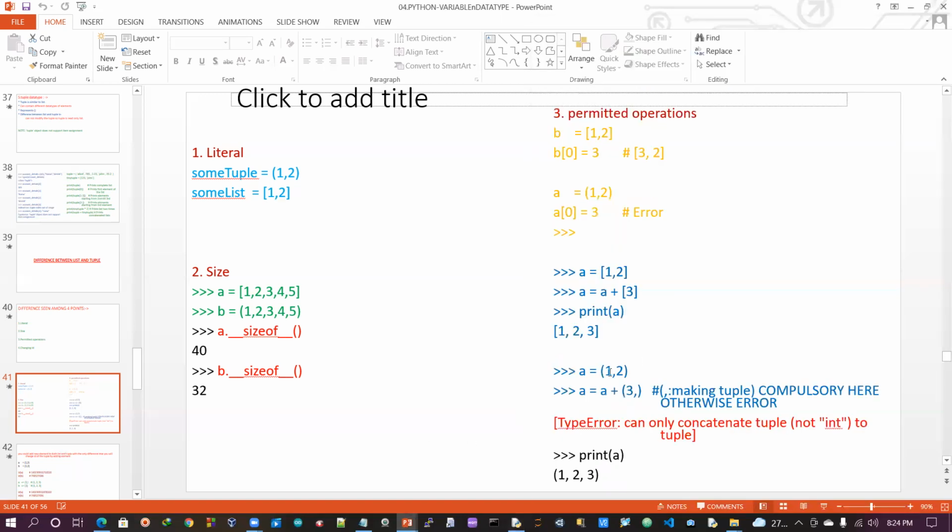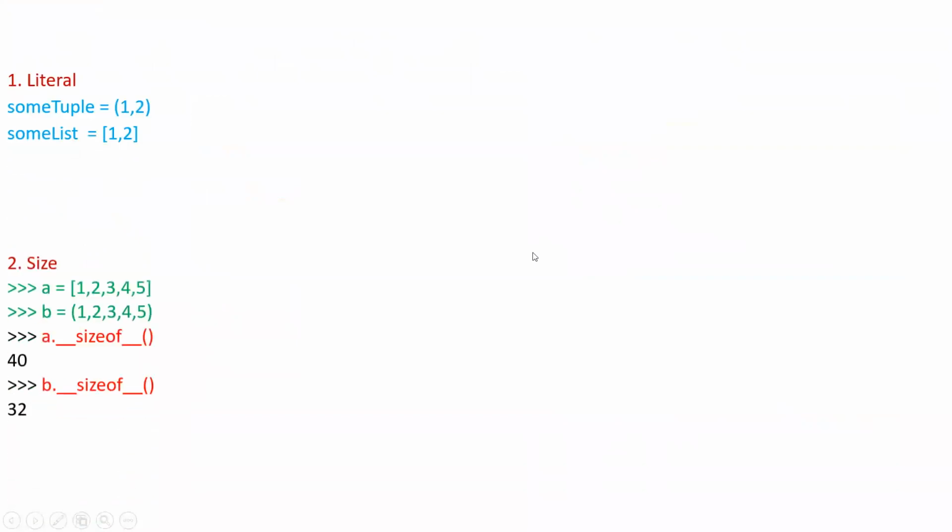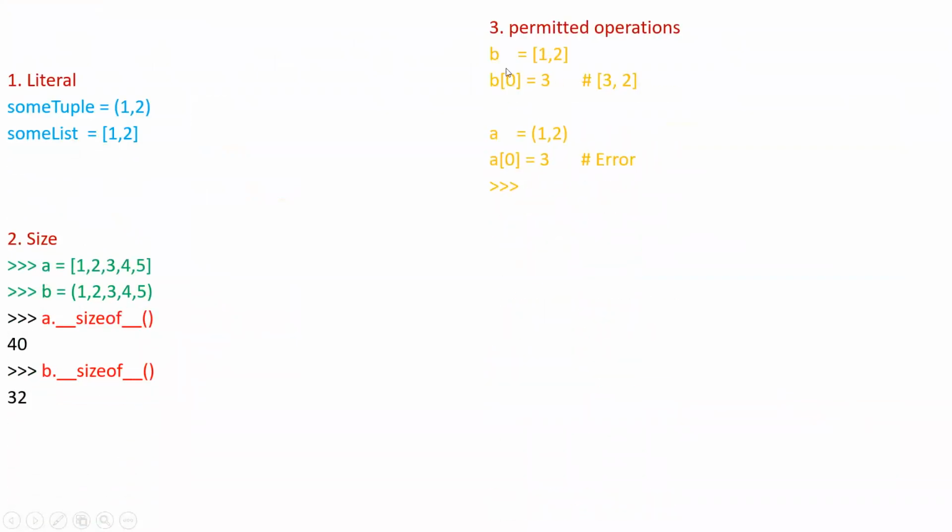So the second difference is clear. Now what is the third point? b equals [1, 2, 3], b is the list. Now b[0] equals 3. First you tell me, is it permissible or not? In the list, you can perform item assignment. Yes, permissible. But it is not permissible in the case of a tuple. For a tuple, b[0] equals 3 will give you an error. So this is the third difference.